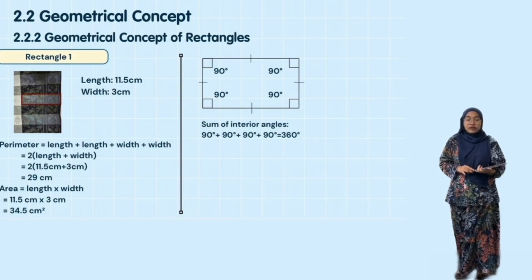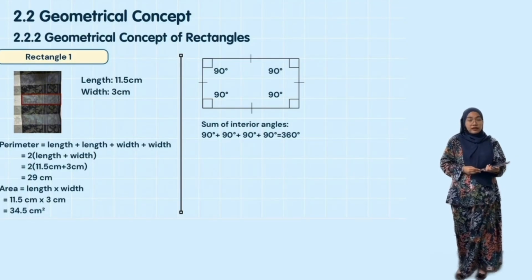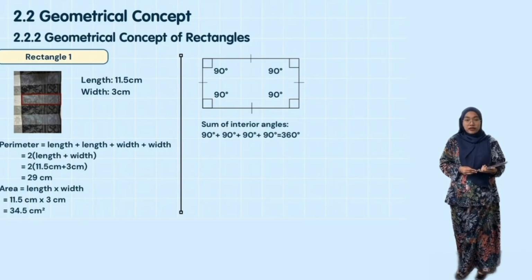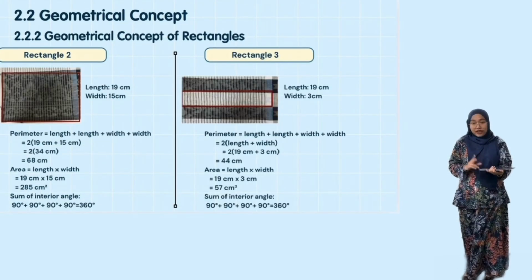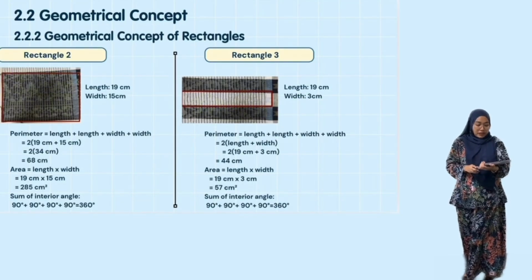As we know, the rectangle has four right angles. Right angles are formed when two lines are perpendicular and intersect each other. To find the sum of the interior angles, we add all the angles and we get a total of 360 degrees. For rectangle 2, the length is 90 centimeters and the width is 50 centimeters.